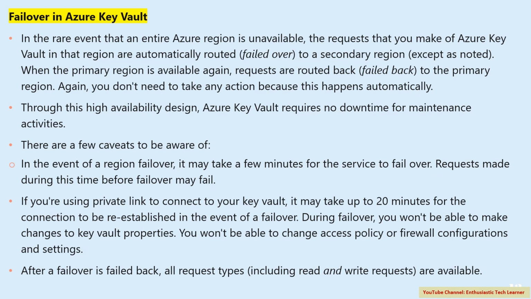In the event of a region failover, it may take a few minutes for the service to fail over. Requests made during this time before failover may fail. If you're using private link to connect to your Key Vault, it may take up to 20 minutes for the connection to be re-established in the event of a failover. During failover, you won't be able to make changes to Key Vault properties. You won't be able to change access policy or firewall configurations and settings. After a failover is failed back, all request types including read and write requests are available.